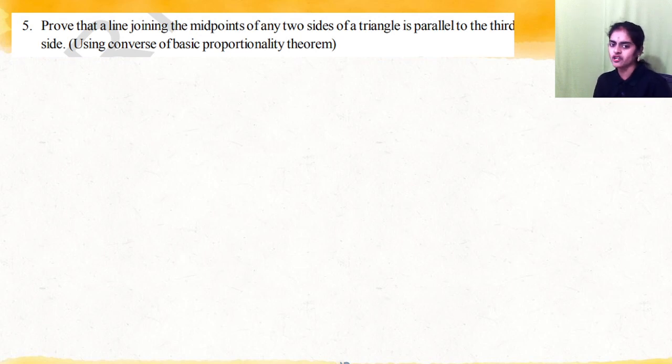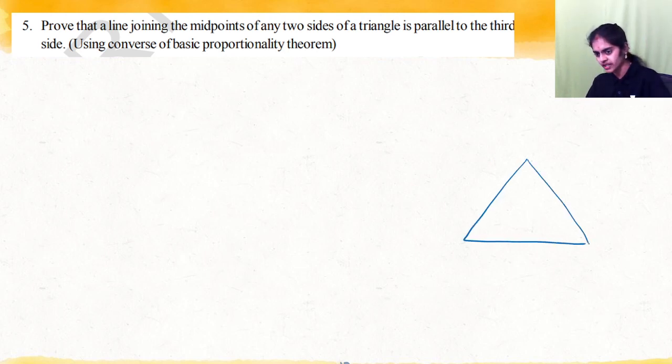Prove that a line joining the midpoints of any two sides of a triangle is parallel to the third side. Now, questions 4 and 5 are related. Question 4 says you are drawing a line from the midpoint of one side parallel to the other side. You should say that it passes through the midpoint of the third side also. Here they are saying you are drawing a line through the midpoints of two sides. You have to prove that this line is parallel to the third side.